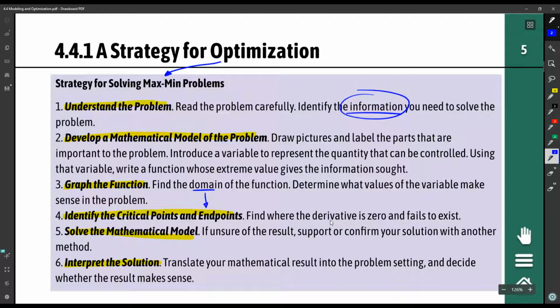So we're going to use this strategy on the rest of the problems in this section, but that does it for this video.